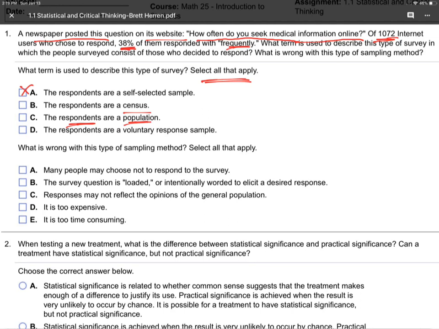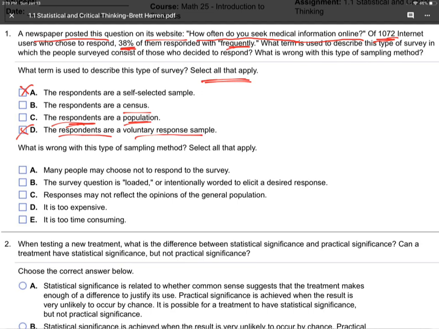Does that make any sense there? Do you see the difference? The population is everybody that saw the question. Not everybody responded. So the respondents are not the population. The respondents are a voluntary response sample. That's also true. So they're self-selected and they're voluntary, aren't they? So what's wrong with this? Select all that apply. Many people may choose not to respond.